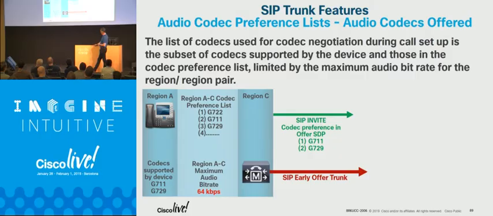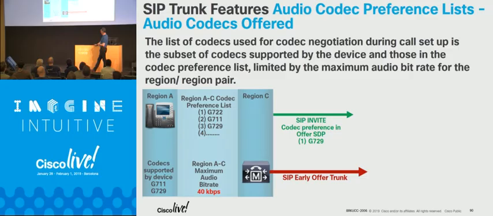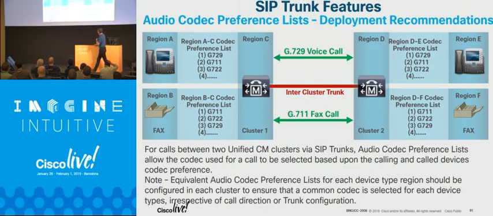If I modify that bit rate down to 40 kilobits per second, then I'm going to exclude the G711 here. So even though it's supported by the device, I'm just going to send G729 in the offer, okay? And this is typically the way that it's going to be used here.